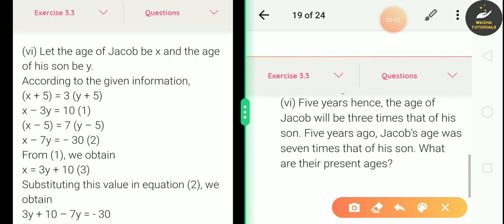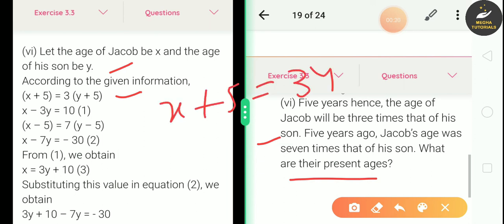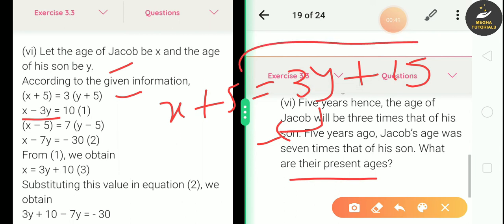Question 6. 5 years hence, the age of Jacob will be 3 times that of his son. 5 years ago, Jacob's age was 7 times that of his son. What are their present ages? Okay. So 6. Let the age of Jacob be x and the age of son be y. So according to first condition, x plus 5 is equal to 3 into y plus 5. So if you open the bracket, you will get x plus 5 is equal to 3y plus 15. Then you can transpose 3y on the left hand side, and this 5 on the right hand side. So you will get 15 minus 5, that is 10. Okay. So x minus 3y is equal to 10.